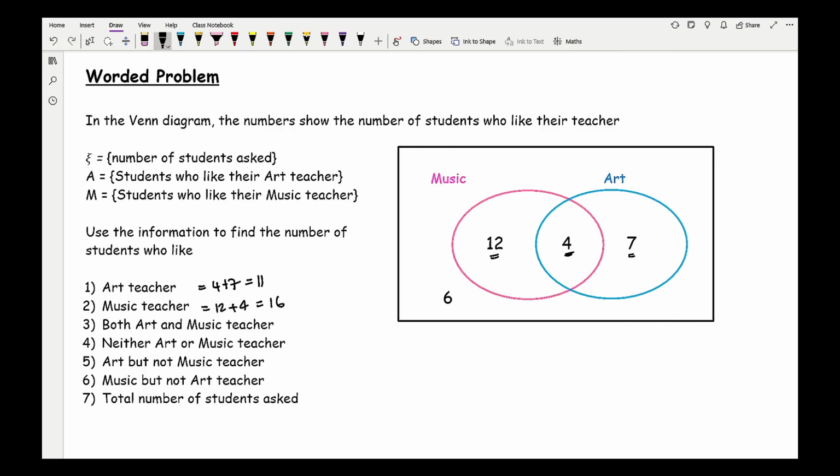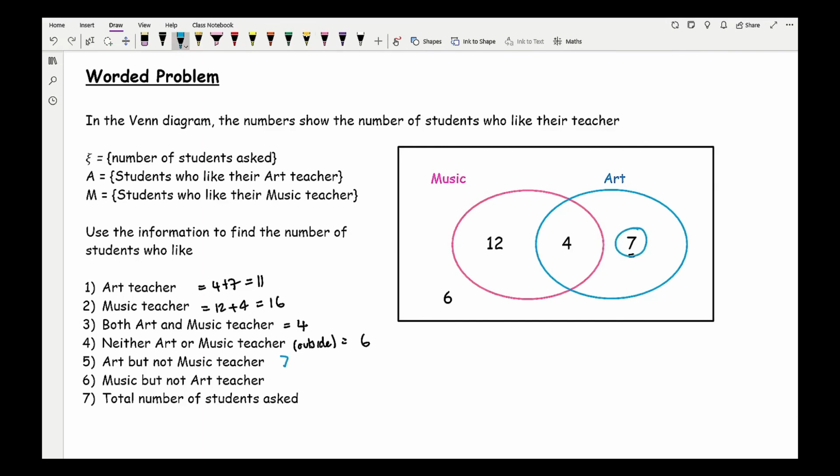Then we're looking for how many students like both, music and art teacher, and that's going to be the number that is overlapped in both of those two circles, which gives me an answer of 4. Now neither art nor music is basically the number outside, and that's going to be 6. Now art but not music is basically the numbers that are just in that pink section, not in the overlap section. So for the blue section, that's going to be an answer of 7.